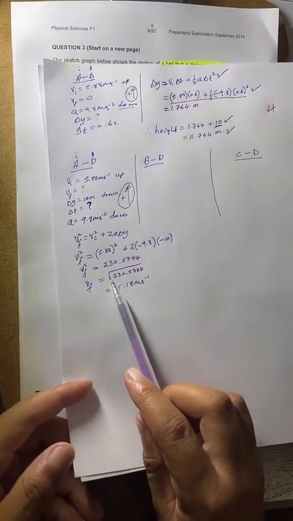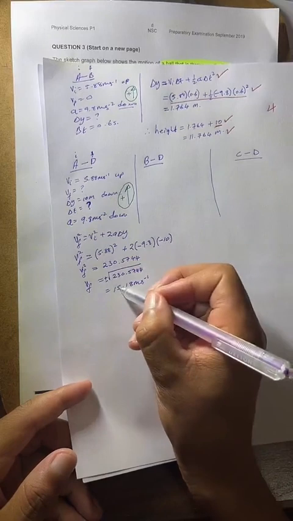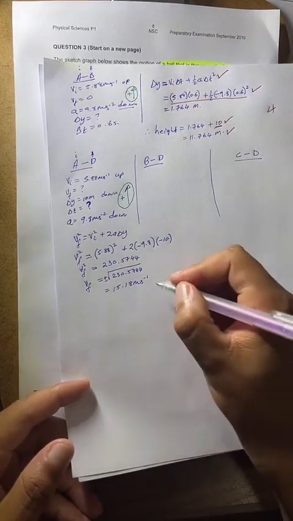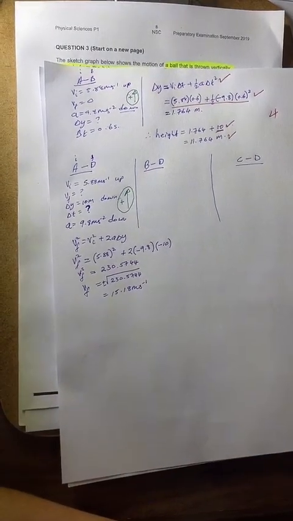There are two answers, like the square root. Remember the square root gives you plus and minus, right? But we are taking the positive one because they just want the answer, the value of the velocity. And this is the correct value of the velocity. So now let me check.